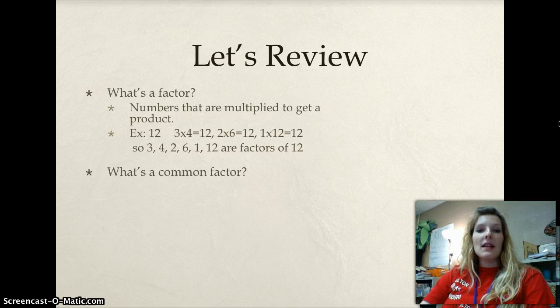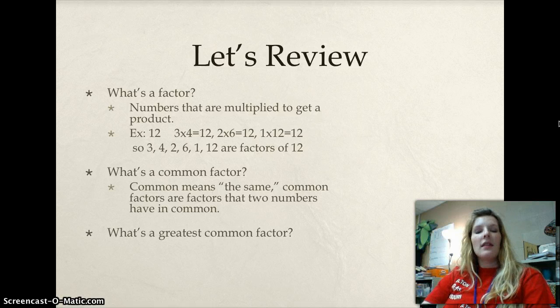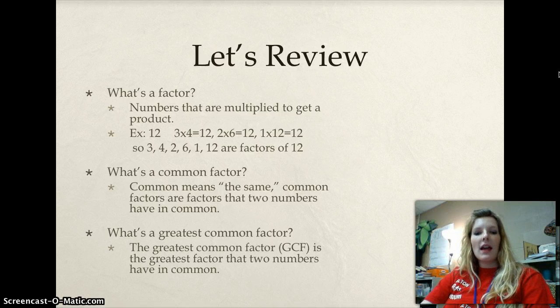Let's go a step further. What is a common factor? All right, common, remember, means the same. So common factors are factors that two numbers have in common, that are the same between them both. Then we move a step further and review what a greatest common factor is. The only word we're changing here is adding greatest, and we know greatest means the most. So the greatest common factor is the greatest, the most, the highest factor that two numbers have in common.